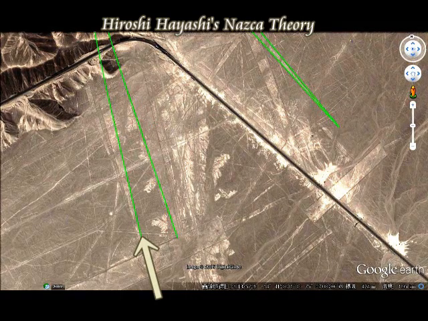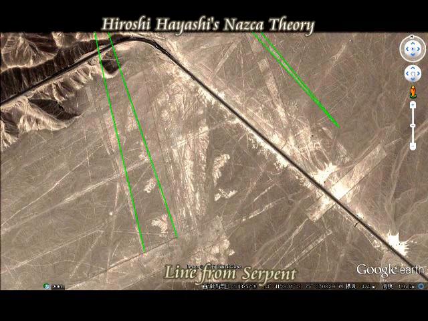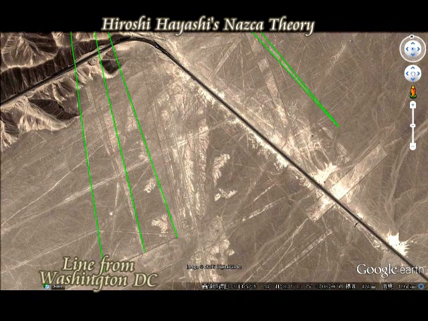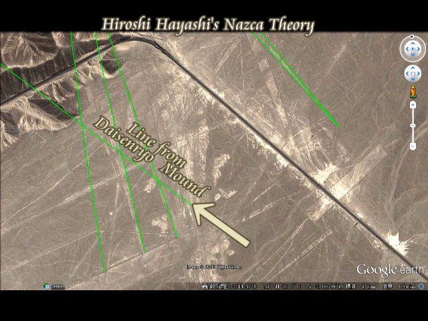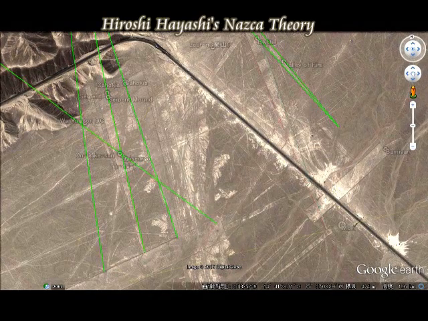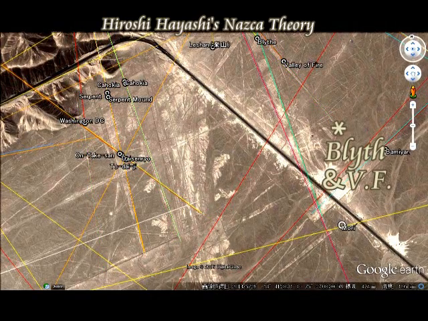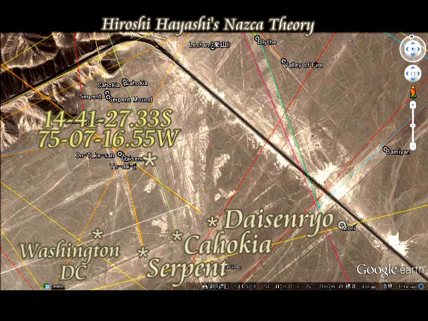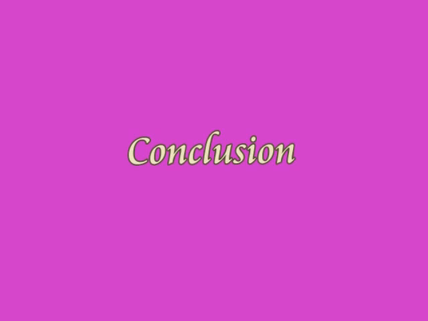Serpent Mound, and here you see a line from Washington, D.C. They align at regular intervals, and also you see a line from Daisenryo Mound here. Very fine line here. These lines meet all around here at regular intervals. You can check by yourself.